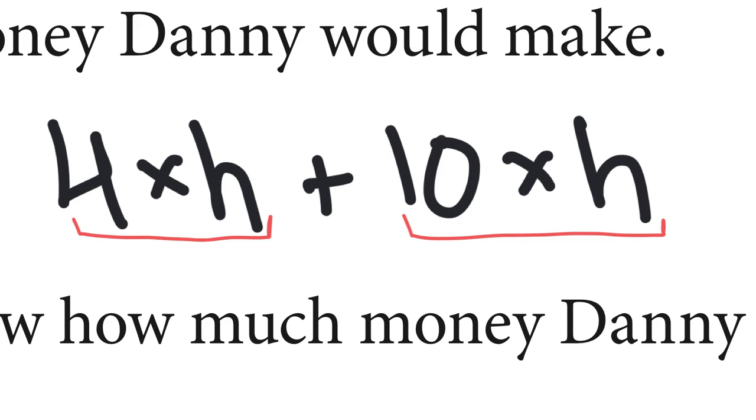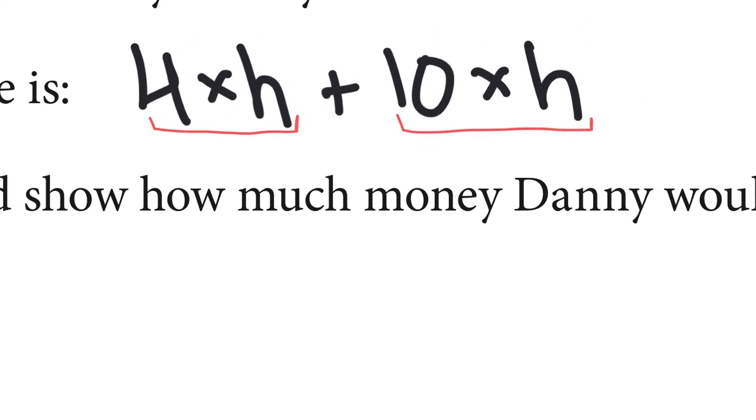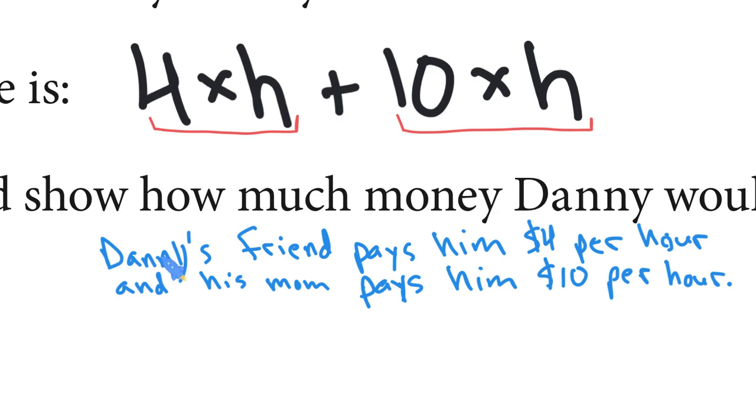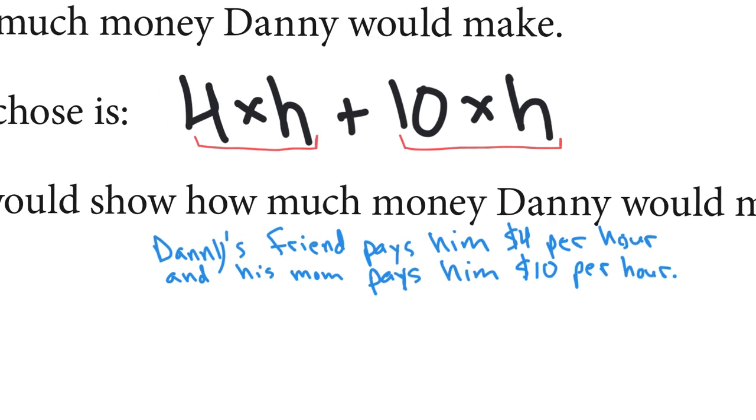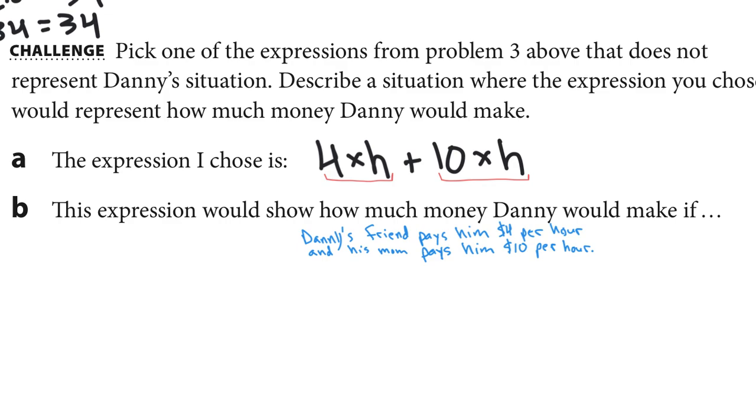So what I might say, because it kind of wants like a story problem on how this works down below, is I might write something like this. Danny's friend. Oops. Then I might make this a little faster. How about this? That's a little faster. Danny's friend pays him $4 per hour, and his mom pays him $10 per hour. So this would be what his friend pays him, this is what his mom pays him, and then you add it all together. Okay? Let's see if we answered everything that we needed to. This expression would show how much money Danny would make if, yeah, that's exactly right.